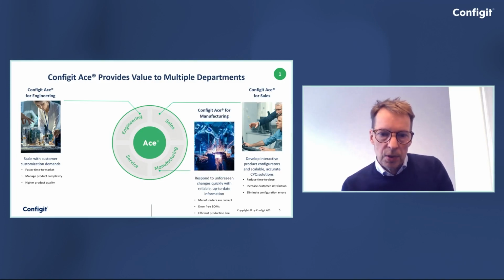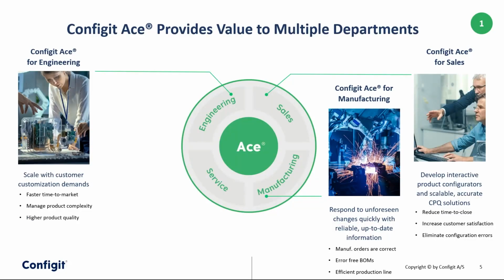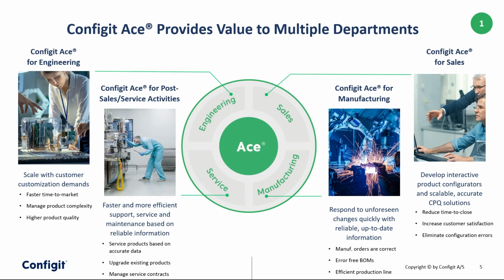We also have customers that are focusing more on the manufacturing side of things, and this is where we typically see things like manufacturing orders that are not correct. That would be a reason to introduce a CLM solution. Make sure that the bill of materials that manufacturing deals with is accurate, and also basically optimize the whole manufacturing side of things. And then finally, we have the service area.